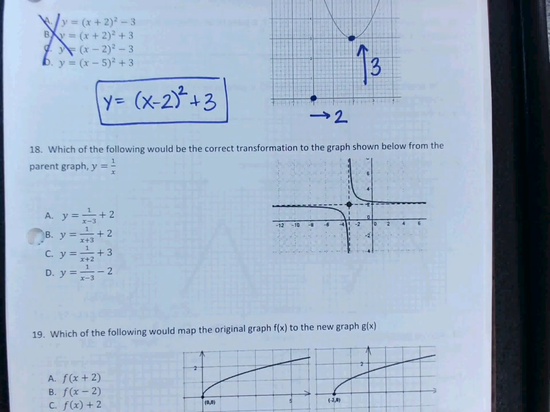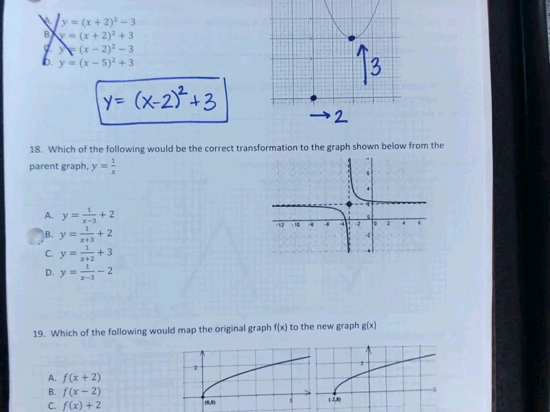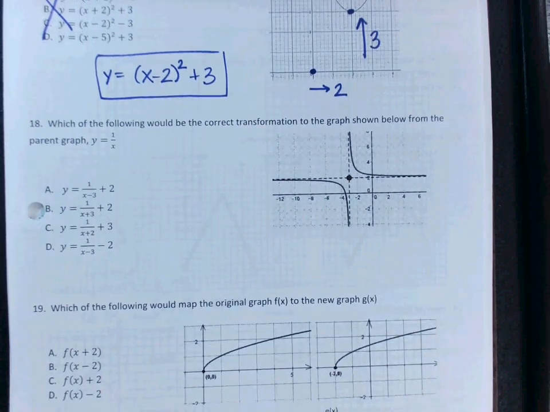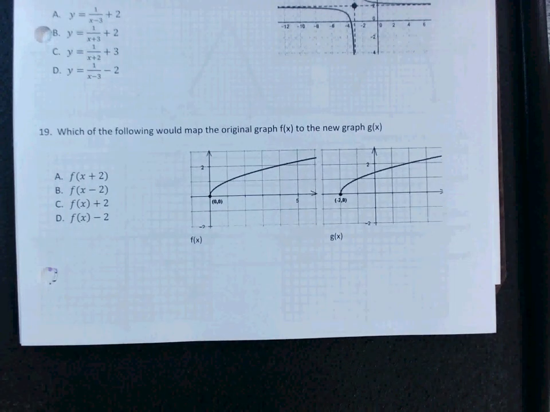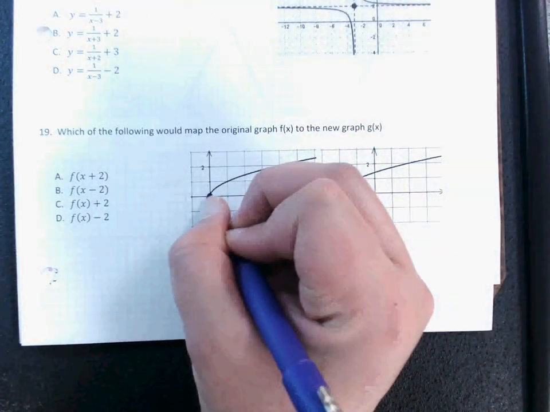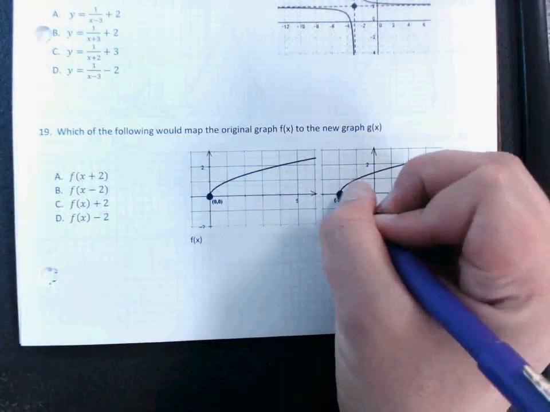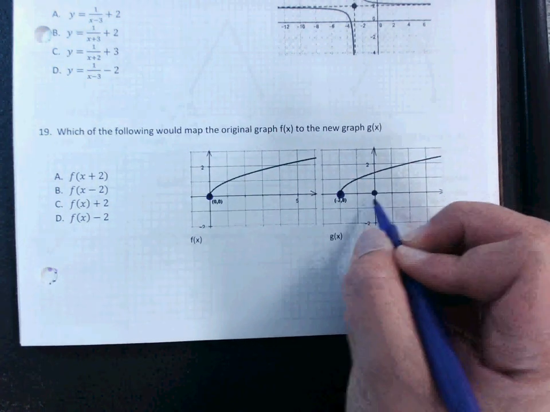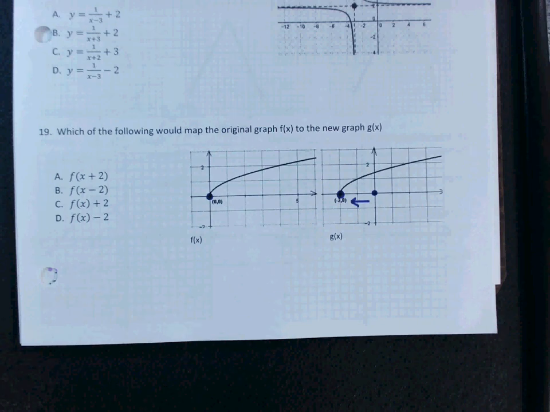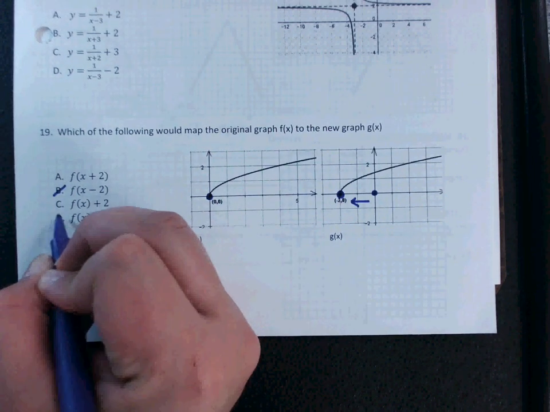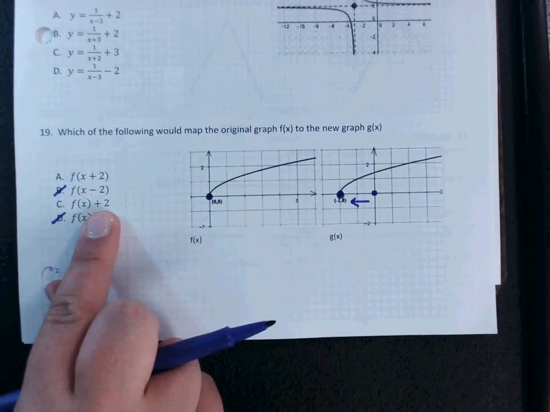Okay, let's skip down to 19. Y'all know what you're doing on 18? You're just looking at how it's shifted. Okay, number 19, which way did they shift the graph? They were at 0, 0. Now they're at negative 2, 0. That means they moved it to the left. Should they have put a plus or a minus 2? Plus 2. Now, we can cross out the minuses. Should they have put it inside or outside?